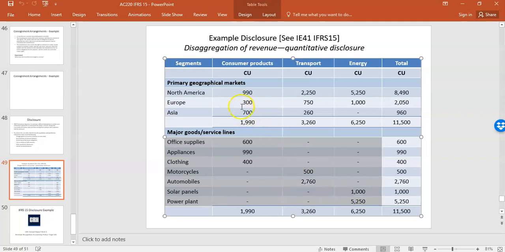So you have to give a lot more detail about where your revenue streams are from. And of course, that's to inform the users of financial statements. They want to know where your revenue streams are geographically, what you are selling, where you are earning your money, so they can make a more informed decision. That was a big change compared to the old IAS 18, which had far less onerous disclosure requirements.